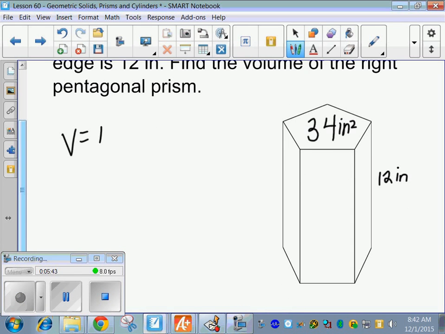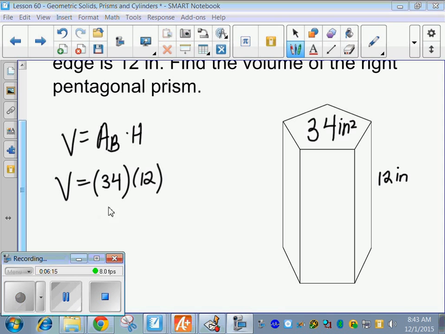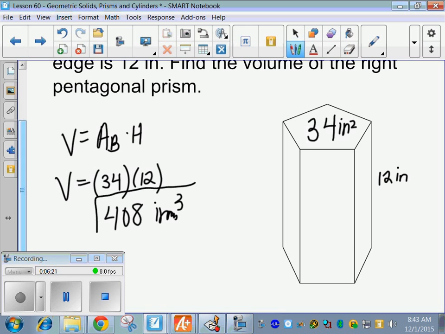So volume equals area of the base times the height. Always start with the formula. This is actually easier than most of the problems you have to do, because what do I get to just plug in for area of the base? 34. They gave it to us. And what do I plug in for the height? 12. So go ahead and multiply 34 times 12 on your paper. 408 inches cubed. Volume. So that was pretty easy, right?